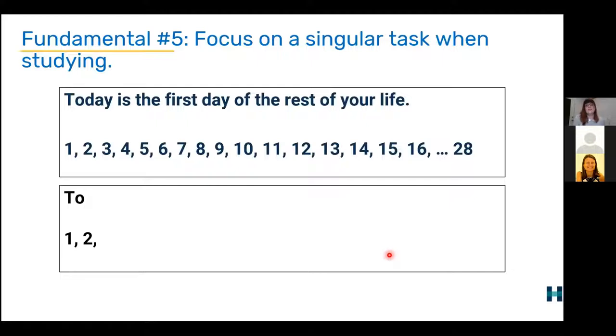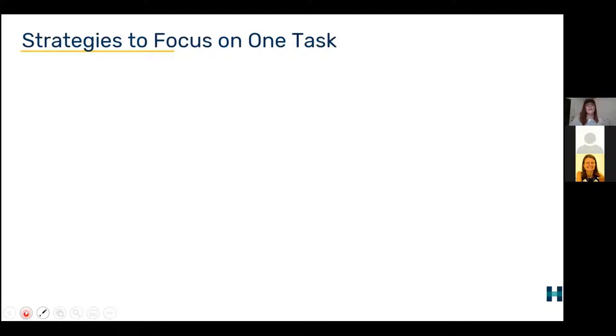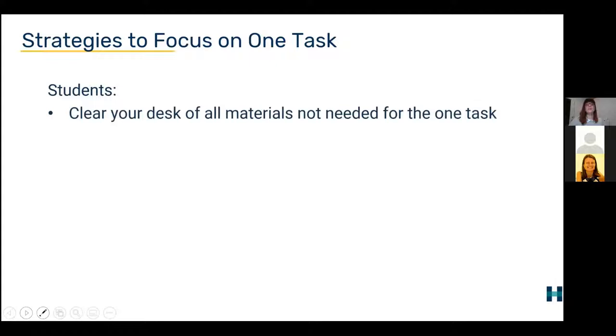Students, if you're trying to do your homework and do the stuff on social media, or do your homework and also get with a friend about what is due in history, doing two things at one time is just not productive. So you want to singularly focus on it. I want to go ahead and give out some strategies for students on doing this. Clear your desk of all materials not needed for the task.